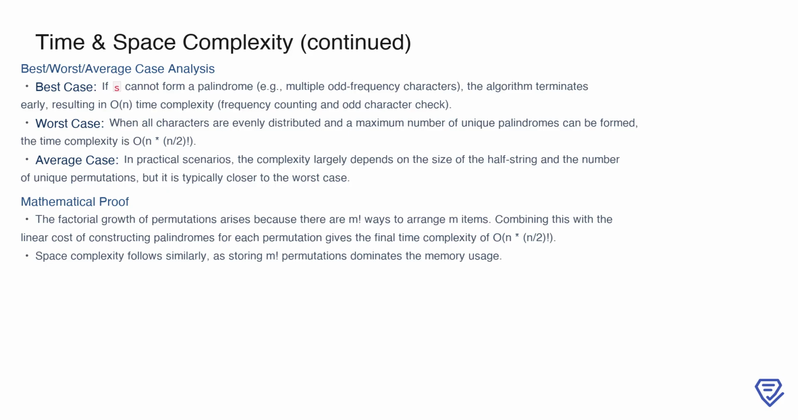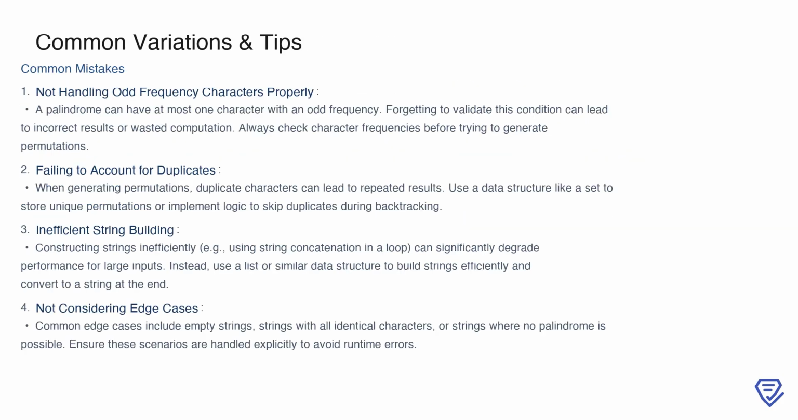O(n * n/2)! The average case depends on the size of the half string and the number of unique permutations, but it typically trends closer to the worst case. The factorial growth in permutations arises from the m! ways to arrange m items, and the linear cost of constructing palindromes for each permutation amplifies this further. Similarly, the space complexity is dominated by the storage of these m! permutations, making it the critical factor in memory usage as well. When solving this problem, there are a few common mistakes to watch out for.